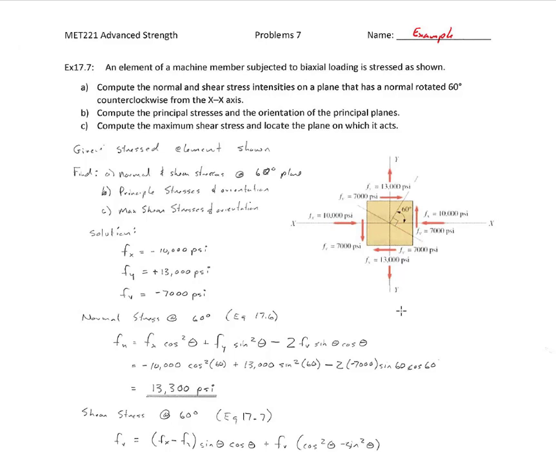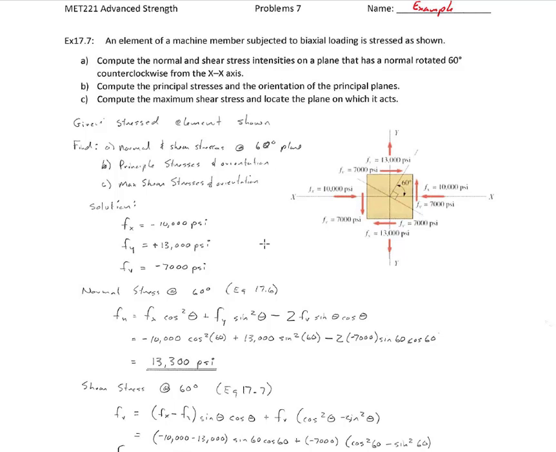Okay, this is an example from section 17.7 where we used the equations to calculate the planes, the normal stresses, the shear stresses, and the principal stresses and the principal plane orientations. So given the stress element shown right here, find A, the normal and shear stresses at a 60-degree plane, B, the principal stresses and their orientations, and then C, the maximum shear stress and its orientation.